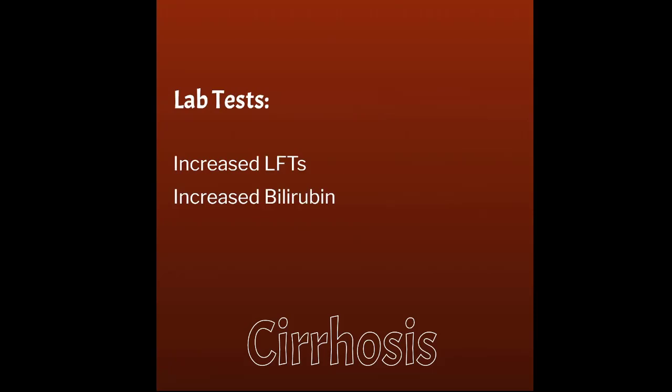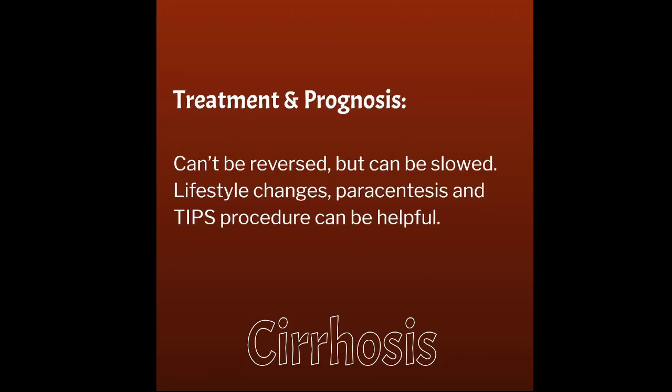As far as lab tests go, with most of the diseases that we'll be talking about in relation to the liver, we're going to see increased LFTs and increased bilirubin. As far as treatment and prognosis goes, once a patient gets to the level of cirrhosis, it can't be treated. It can't be reversed. All we can do is try to help the patient be comfortable. And so that might come through paracentesis or maybe a TIPS procedure.